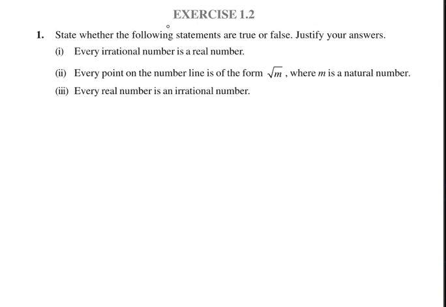Come to the exercise problems. We have to say true or false. Every irrational number is a real number. What are irrational numbers? The set of all numbers like 0, 1, 2, minus 1, minus 3, minus 7 by 5, all whole numbers, natural numbers, integers and rational numbers, including root 2, root 3, pi.